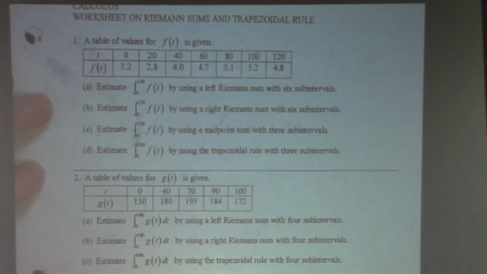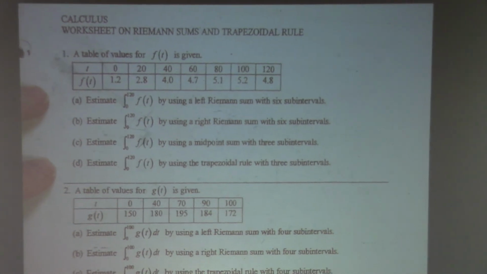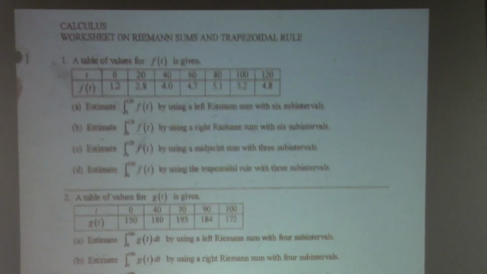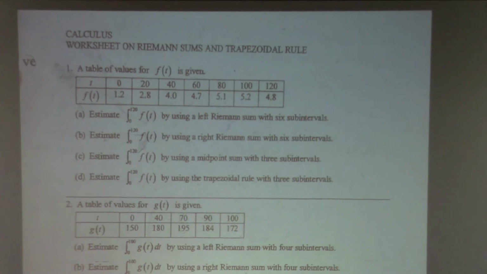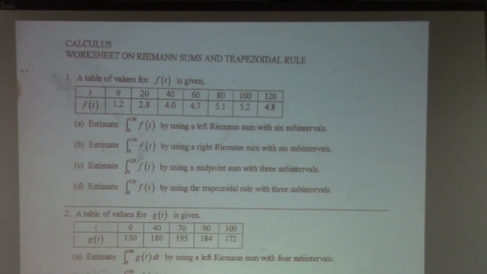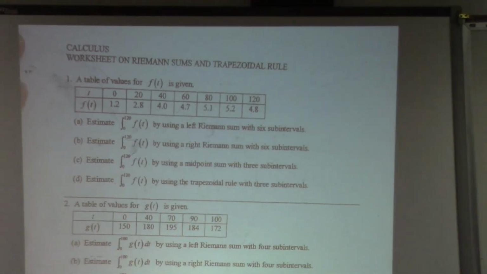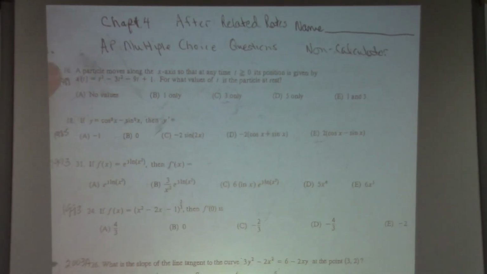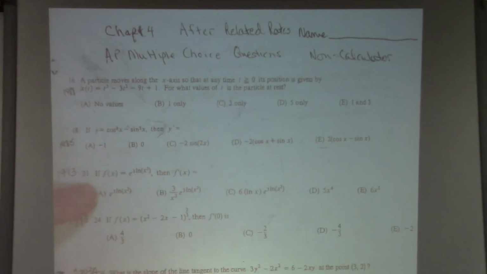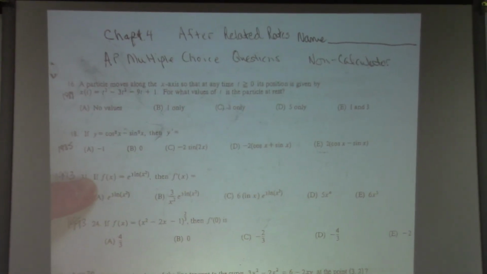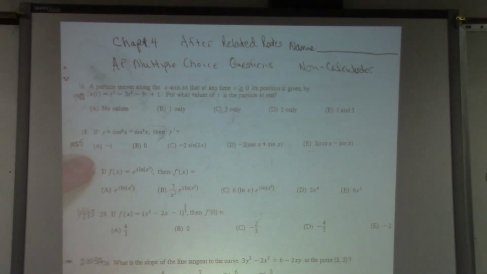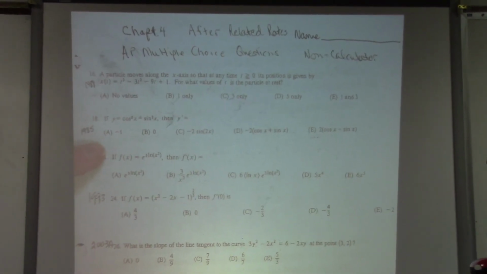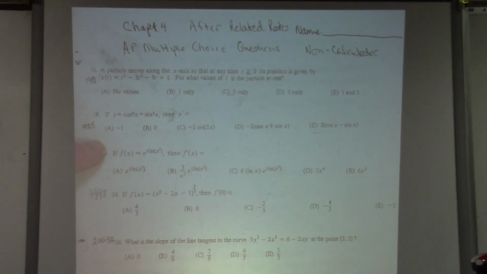So let me leave you with our homework assignment, because I know you wouldn't want me to forget to do that, I'm sure. So we've got 2 pages for homework. We've got the calculus worksheet on Riemann sums and trapezoidal rule. This should be right after the trapezoid note card that we just did. And then this is chapter 4, multiple choice after related rates. You're actually going to have to go back to find this. This is before the note cards that we did today. So you'll want to flip back a few pages and you should find that. So that is your homework over the weekend. And that will be due when we see each other again on Monday. Have a nice weekend.